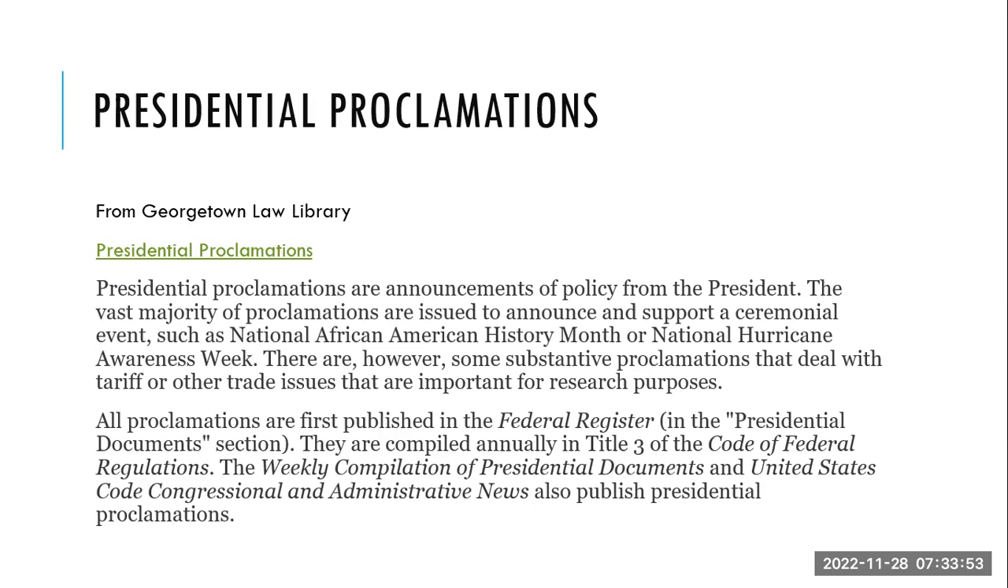All proclamations are first published in the Federal Register in the Presidential Documents section. They are compiled annually in Title 3 of the Code of Federal Regulations, the Weekly Compilation of Presidential Documents, and United States Code, Congressional and Administrative News also publish presidential proclamations. You know where else you could probably find them is on the websites of the libraries of each president.